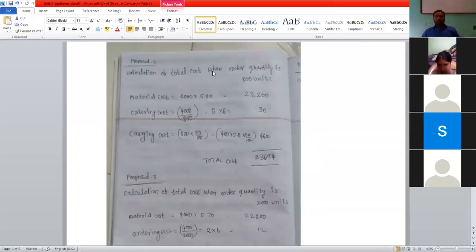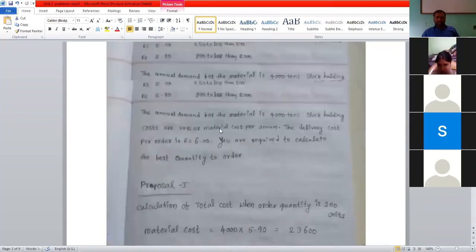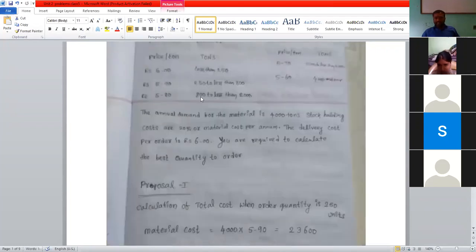So proposal 2, the calculation of total cost when order quantity is 800 units. See here, 800 units. ఎంత ఉందమ్మా ఆర్డర్ ఇక్కడ 5 రూపీ 80 పైసే ఉంది. ఇందాక 250 చేసాము, ఇప్పుడు 800 కి చేస్తాం. అలా every proposal we are going to make. This is proposal 1, proposal 2, proposal 3, proposal 4. We have to calculate the total cost.